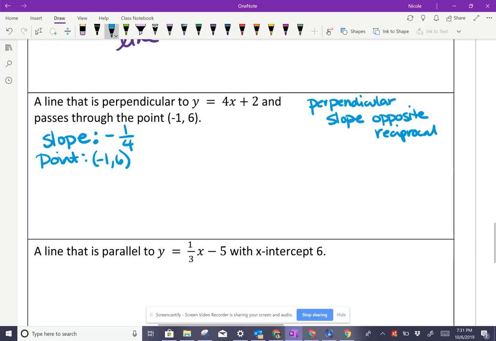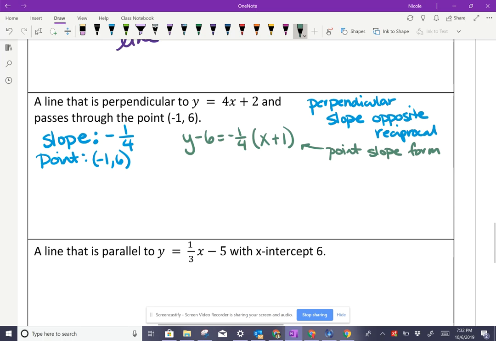Now, is that point my y-intercept? No. So I can write this in point-slope form at first. So we're going to start with y minus 6 equals negative 1 over 4, parentheses, x minus a negative, which turns this into a positive 1. So this is in point-slope form. Form, not from. Form.